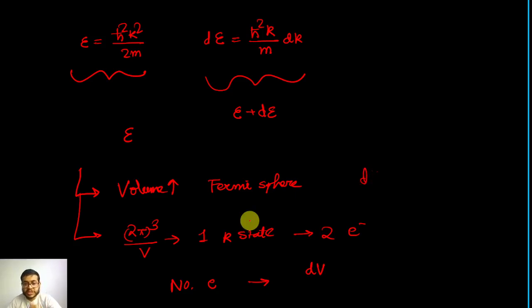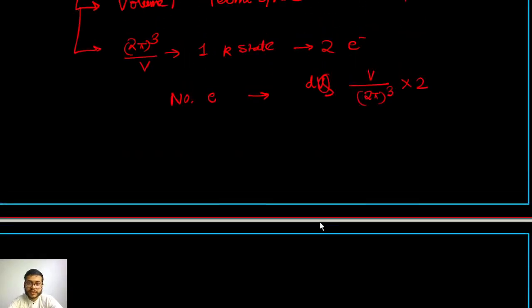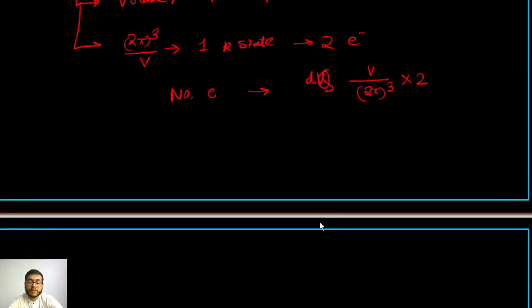Let's say it is ds, or let's say dq. So dq, volume increase, so the number of electrons will be dq into v by 2 pi cube into 2. So this will be the number of states that will be added. Okay, and this is the number of states, let's say, given as ds.